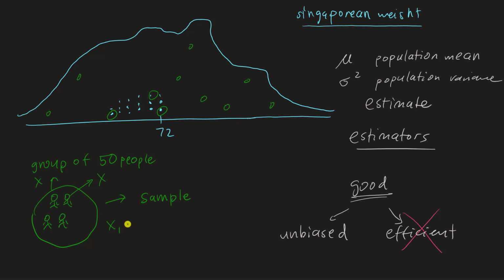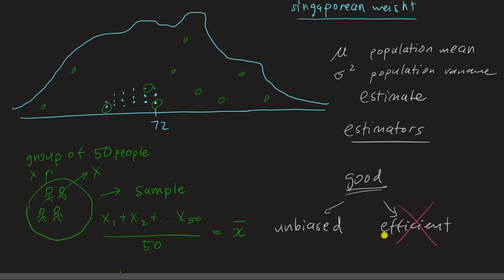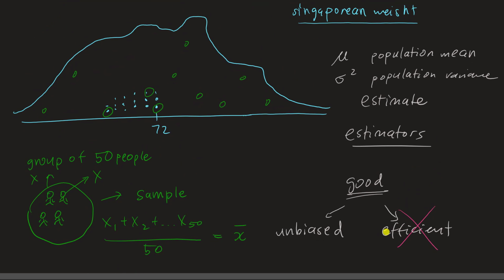So if we were to add up x1 plus x2 all the way until x50, and we divide by 50, this would give us the mean of this sample. So this notation here, tiny x bar, is known as the sample mean. Spoiler: it is actually a really good estimator for population mean because it is both unbiased and efficient. But of course, let's not talk about efficiency here.